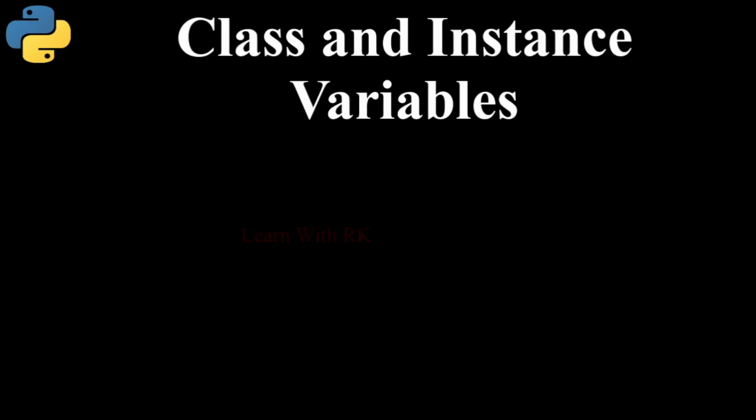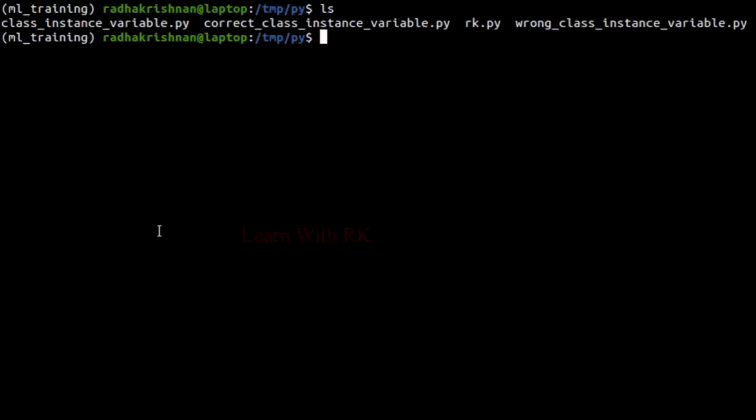Generally speaking, instance variables are for data uniqueness. So each instance should have its own variables and values attached to it. Class variables are for attributes and methods shared by all instances of the class. Let's look at class and instance variables using one example program.